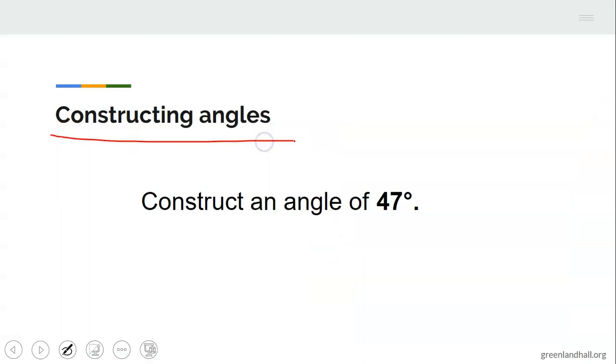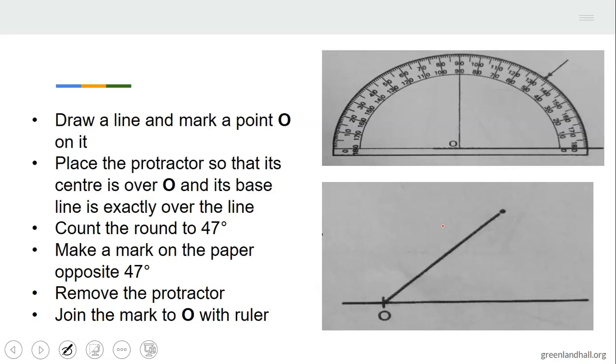Now, constructing angles. We are to construct an angle of 47 degrees using our protractor. Now, look at. Draw a line and mark a point O on it. Let's say this is the line. Then mark a point on it. Now, place the protractor. Let the middle line here fall on it here. Then let this arm fall on this line. Then count from this angle.